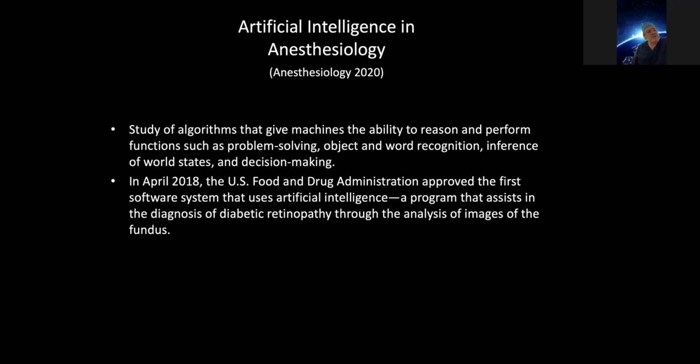When you look at artificial intelligence, as you all know, the FDA is very slow in approving these kinds of artificial intelligence systems. The first system approved by the FDA was in 2018. It's a software system which allows the diagnosis of diabetic retinopathy through the analysis of images.